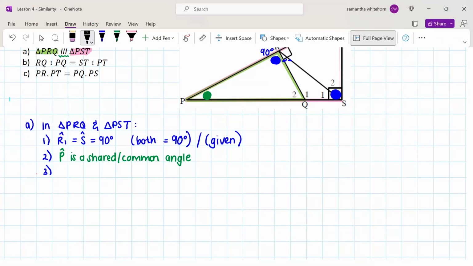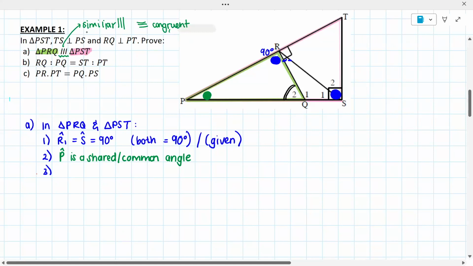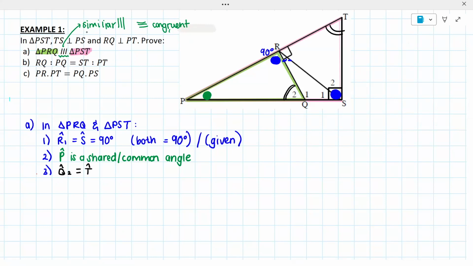Now the third angle on the green triangle is this Q2. The third angle on my pink triangle is angle T. So we can now say angle Q2 is equal to angle T. And the reason for that is because, again, we know that the sum of angles in a triangle has to add up to 180 degrees. If I already know 2 of the 3 angles, and in both triangles they're the same, this third one has to be the same. So we will just use sum of angles in a triangle as our reason here.